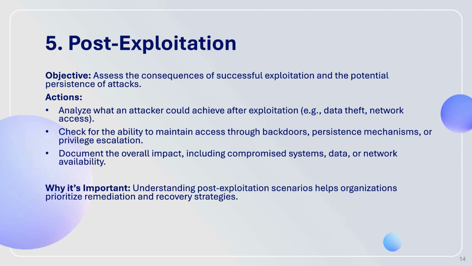Investigate whether an attacker could maintain access using backdoors. Backdoors means hidden entry points into the systems. Then privilege escalation, gaining higher level access to control more resources. And the third part would be to document the overall impact: record the systems, data, or network areas that were compromised, and highlight the potential business risks such as financial loss, reputational damage, or legal implications.